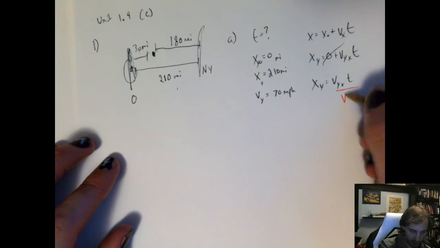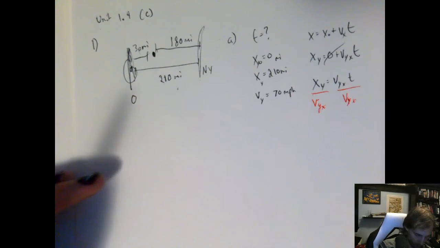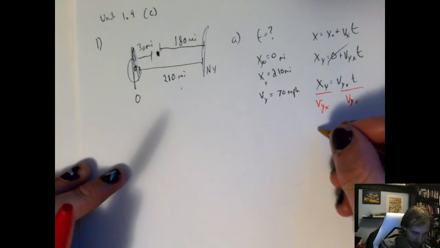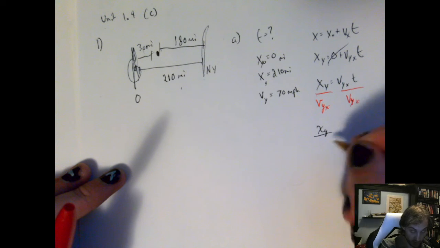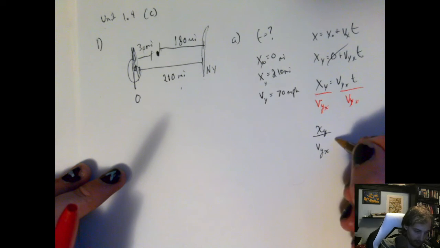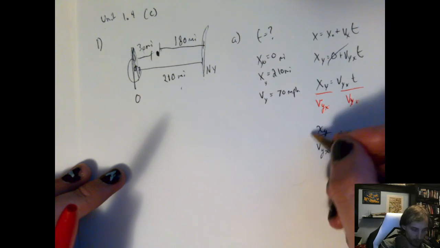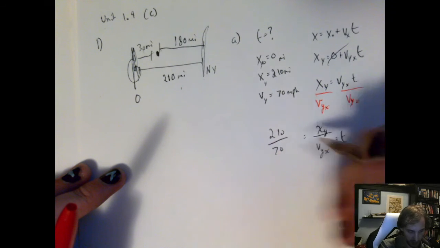At this point, we just need to divide by the velocity, and we're good to go. And so that'll give us that your position at the end divided by your velocity equals the time. Go ahead, plug in our numbers. We've got 210 divided by 70, and we're good to go.